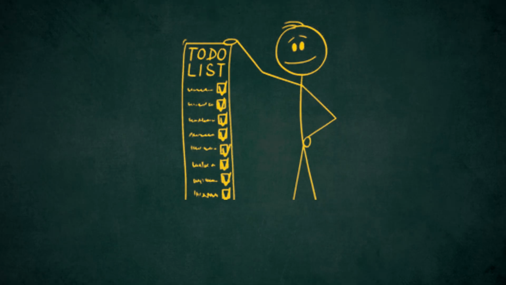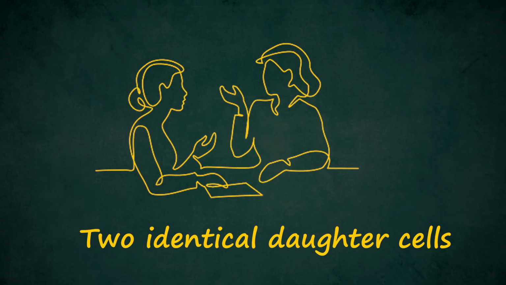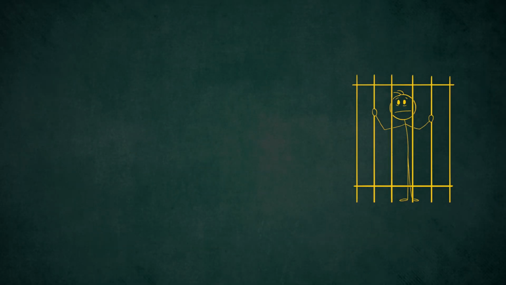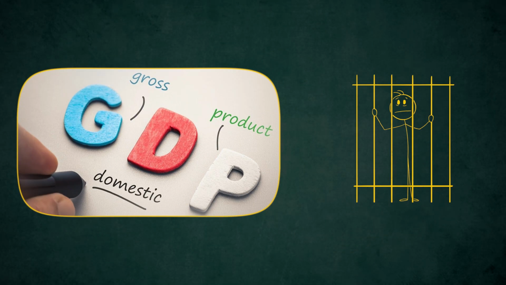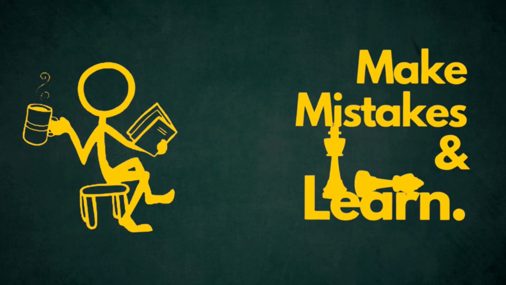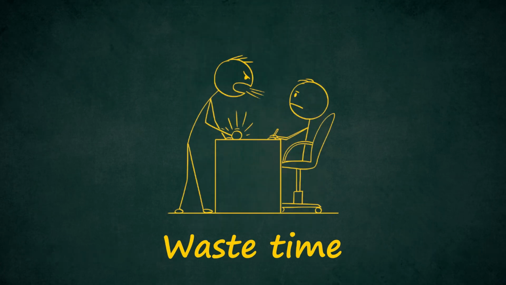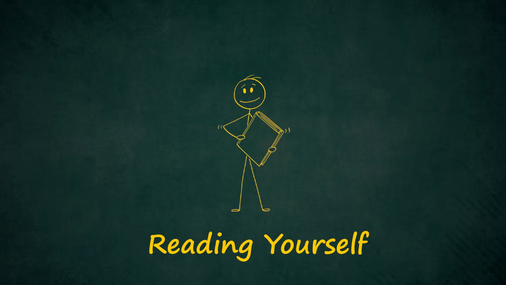Active recall formats. Flashcards. Q: What does mitosis produce? A: 2 identical daughter cells. Cloze deletions. GDP is the total value of all produced goods and services in a period. Sketch recall. Redraw a graph or process from memory, then check. Common mistakes. Making essay-long flashcards. Keep them atomic. Reviewing everything daily. Waste of time. Space it. Rereading highlights instead of testing yourself.